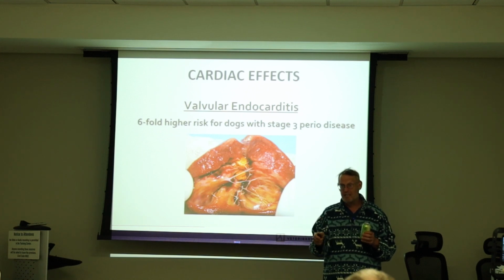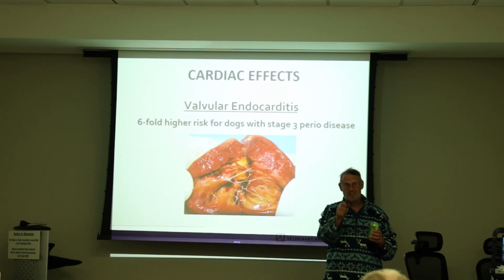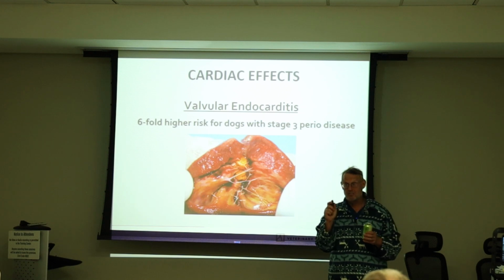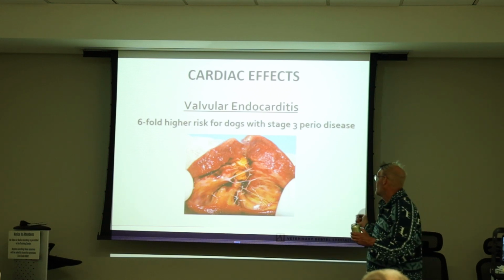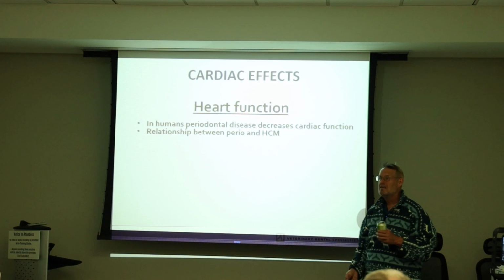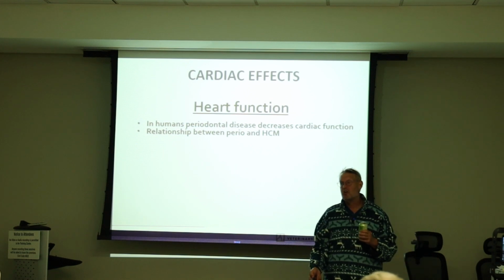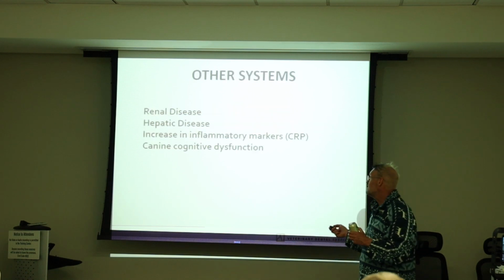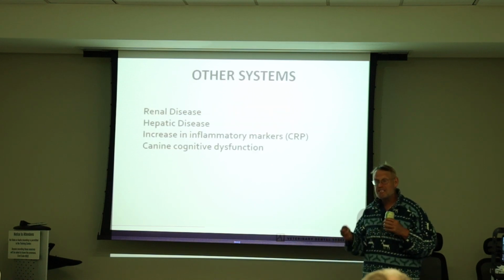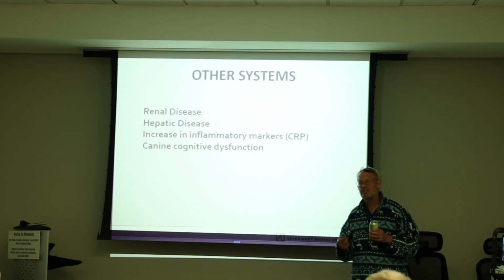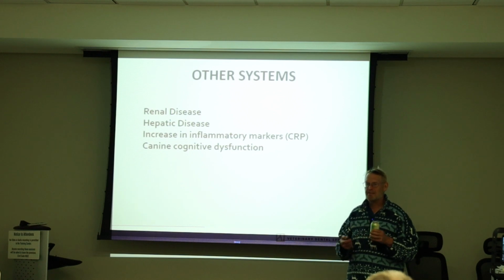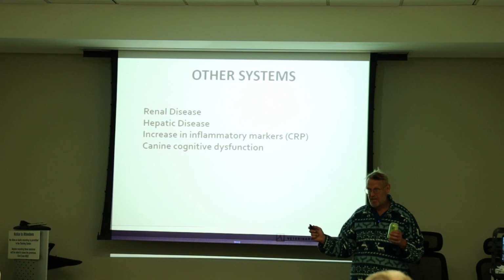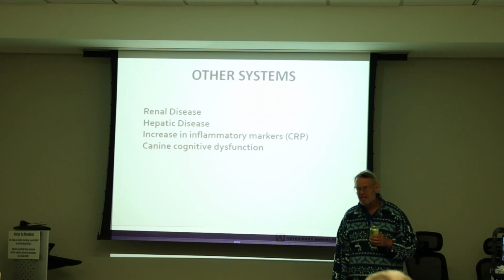What there is a link to is not doing dentistry and developing valvular endocarditis, because dogs with stage 3 periodontal disease have a 6-fold higher risk of valvular endocarditis. In humans, there is a strong correlation between heart dysfunction, decreased function, and periodontal disease. When I was starting to give these lectures talking about the systemic effects 15 years ago, there weren't any veterinary studies, none. Now there's probably 25 to 30.